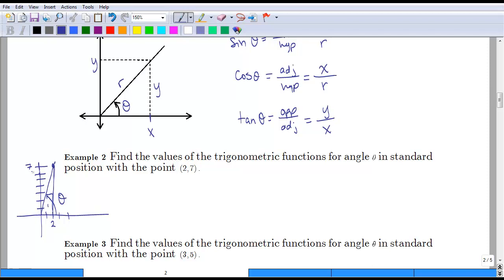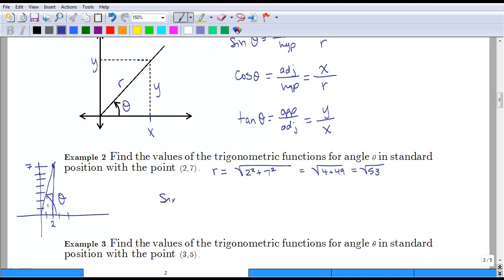So the first thing that we need to do is find r, or the hypotenuse. So that's the same thing as before, Pythagorean theorem. r is going to be the square root of 2 squared plus 7 squared. So we end up with the square root of 4 plus 49, which is the square root of 53. So we're just going to leave it as the square root of 53, and we don't need to find a decimal approximation for that.